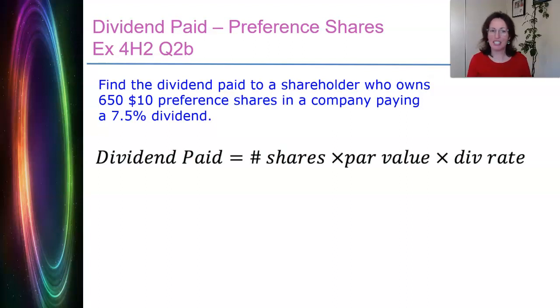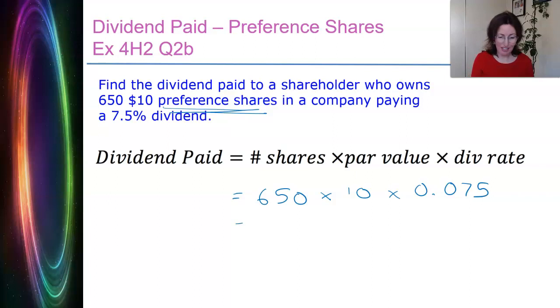What's the formula there? The number of shares, how many are there? We've got 650. What's the par value? That's the $10 there. That's the wording there, looking for the words preference shares. And then multiplied by the dividend rate. What is that as the percentage? 7.5, or as a decimal, 0.075. And that comes out to be $487.50. So it's just one extra step in that multiply by adding on that percentage rate.